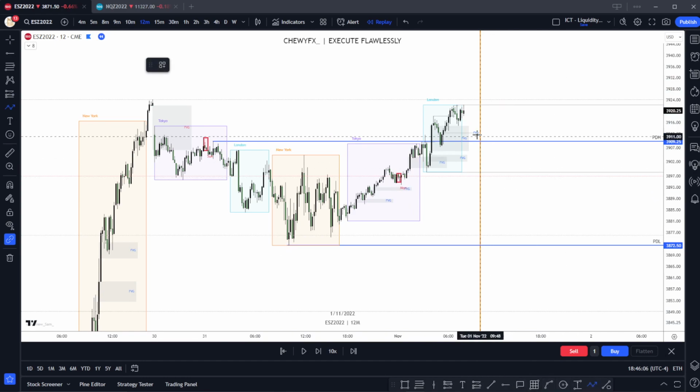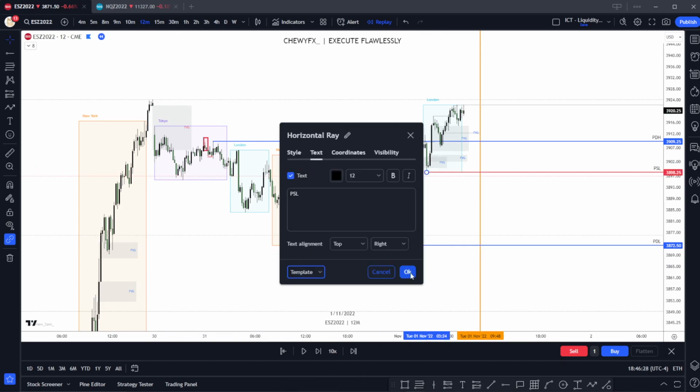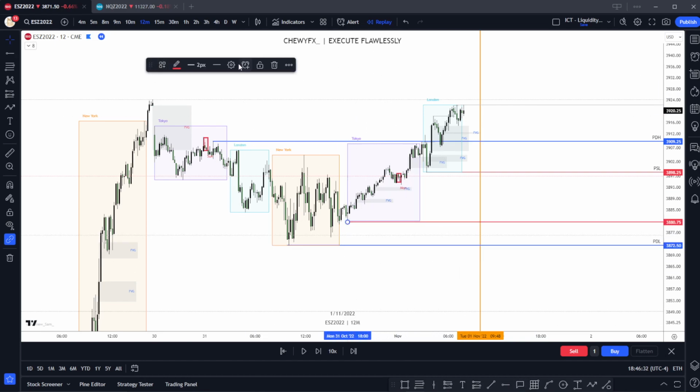Or what could happen instead is we maybe move up a little bit more, consolidate a bit, we break structure, and then we can take a short as like a daily retracement towards a previous session low. So let's mark out the previous session lows here on ES, because if we're taking an EM2, we're going to be trading in the direction of the previous session lows.